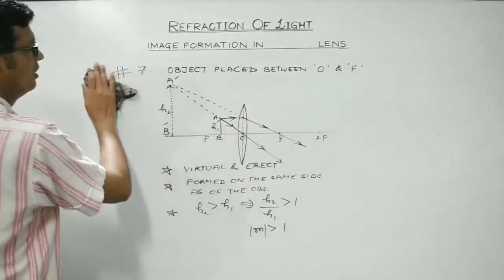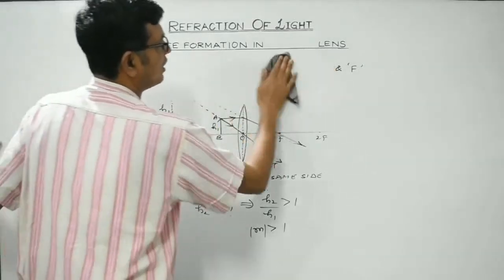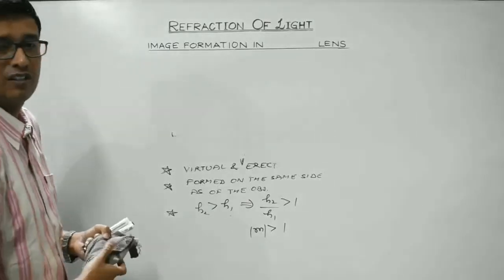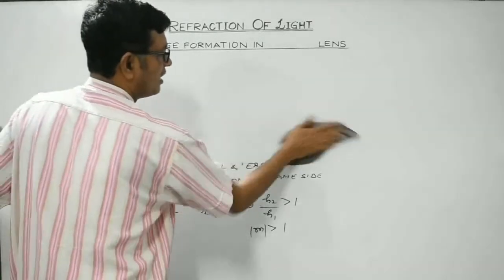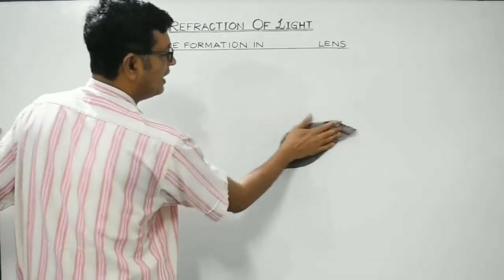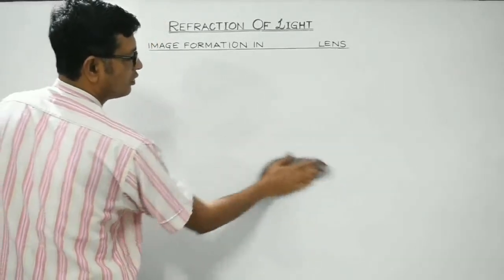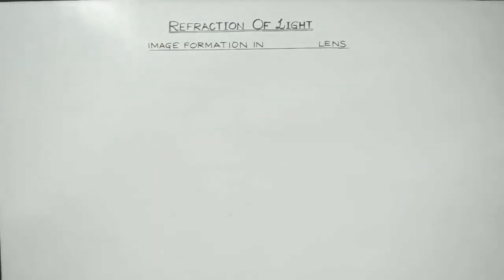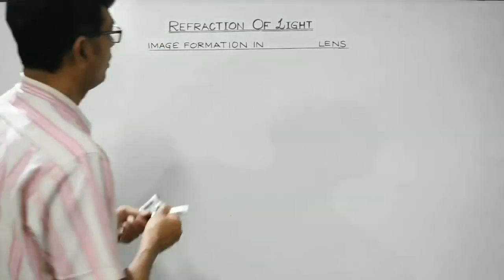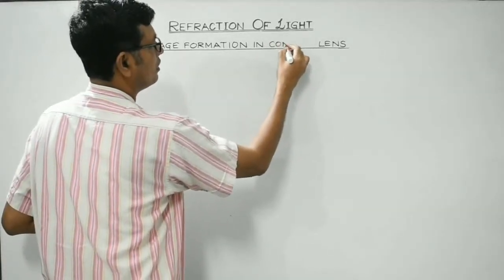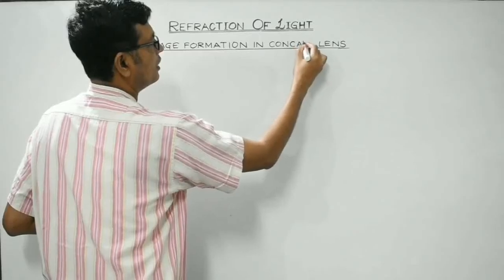So there, in the case of concave lens or diverging lens, the nature of the image will be always virtual, erect, and the size of the image obtained will be always found to be less than that of the size of the object. So size of the image will be always diminished. So let's check it out. So we are dealing with image formation in case of concave lens.